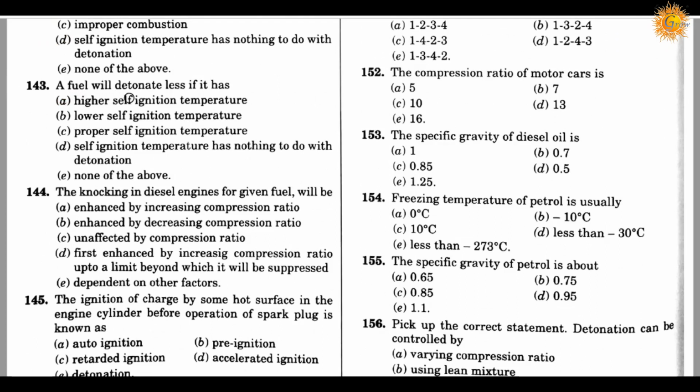A fuel will detonate less if it has option A, higher self-ignition temperature, option B, lower self-ignition temperature, option C, proper self-ignition temperature, option D, self-ignition temperature has nothing to do with detonation, option E, none of the above. So the correct answer is A, a fuel will detonate less if it has higher self-ignition temperature.